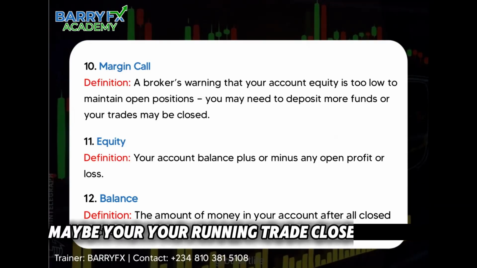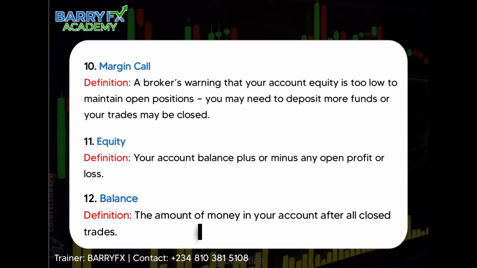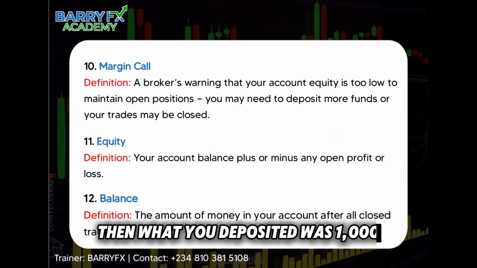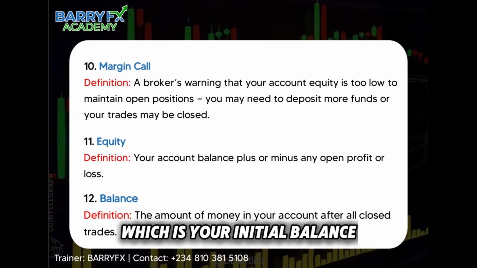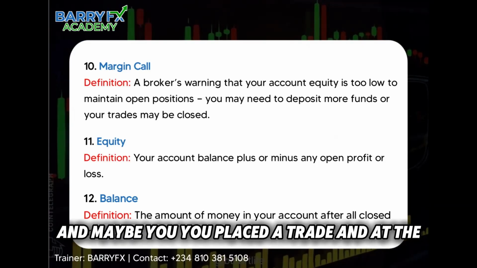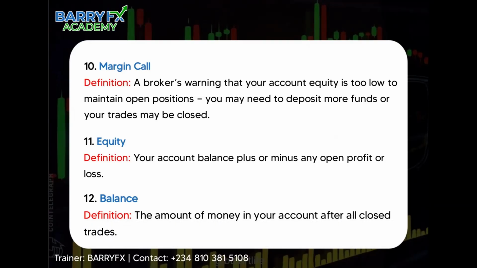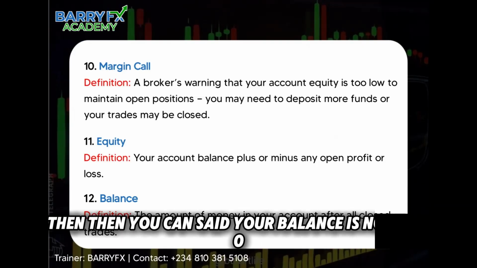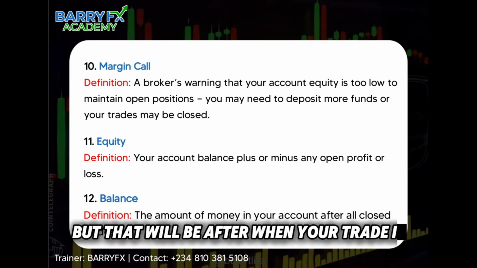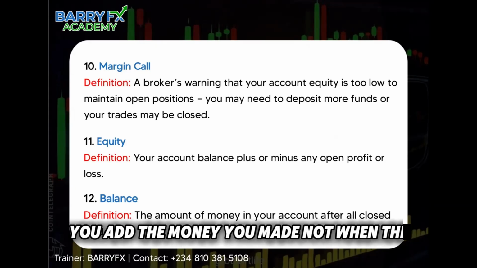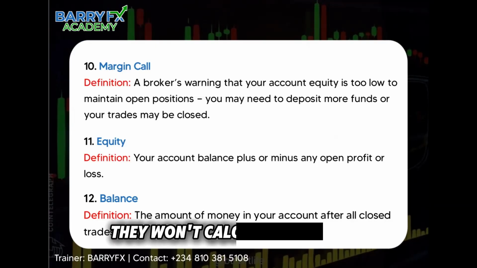Maybe your running trade closed in profit or in loss. But if it closed in profit, for instance, then what you deposited was 1,000, which is your initial balance. And maybe you placed a trade, and at the end of the trade, you were able to make up to $500. Then you can say your balance is now $500. But that will be after your trade is closed. That is your total balance. You add the money you made, not when the trade is still running. They won't calculate that into it.